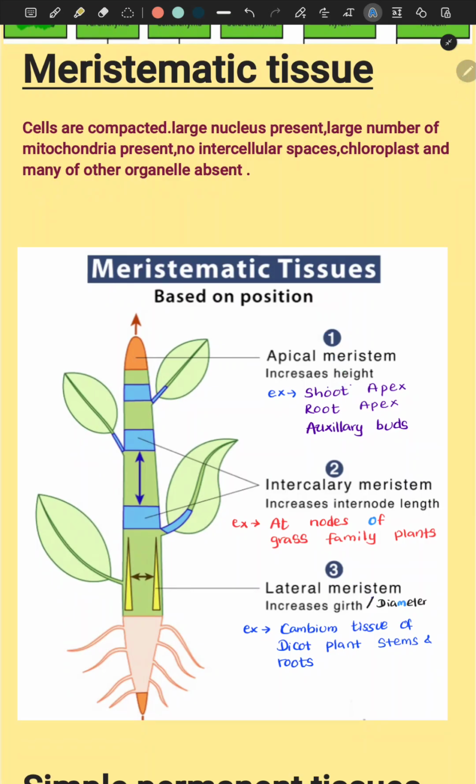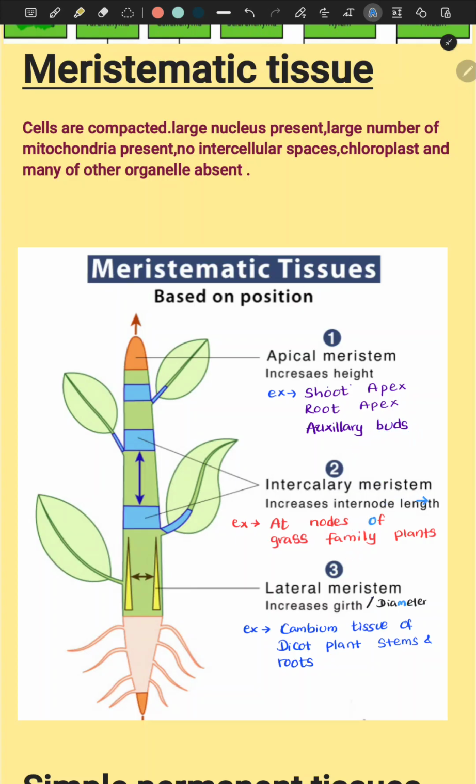Then let's move into the meristematic tissues. As you can see in the figure, the meristematic tissues are located as apical meristem, intercalary meristem and lateral meristem. The apical meristem helps to increase the height of the plant. Examples of locations for the apical meristems are the shoot apex, root apex and the axillary buds.